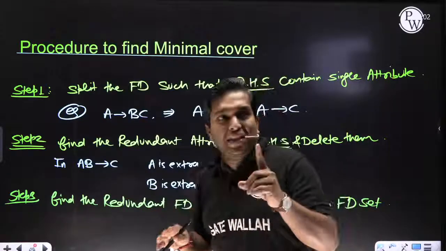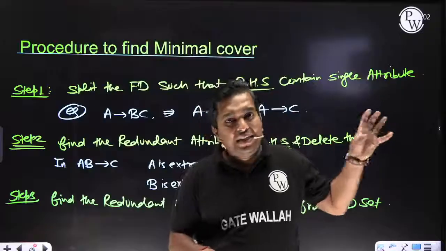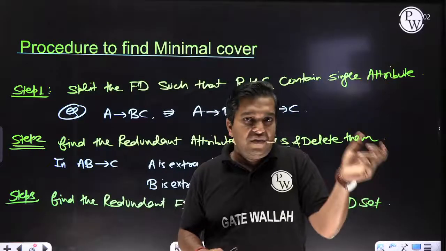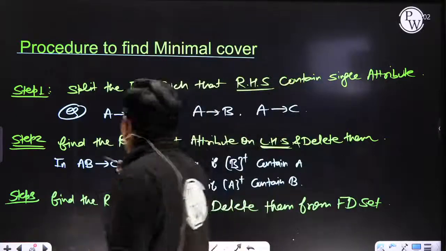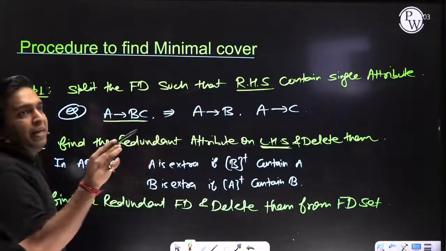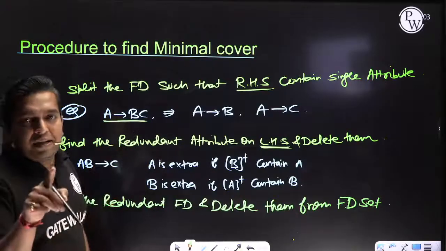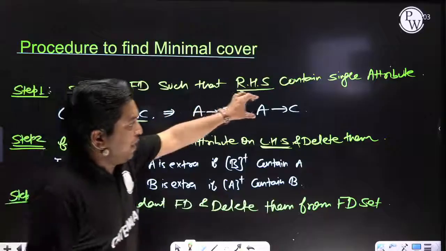In the first step, on the right hand side, we write a single attribute. If there is more than one attribute, we split that FD into single attributes. And how do we split? Like this rule: A determines BC means A determines B and A determines C. You simplify on the RHS.